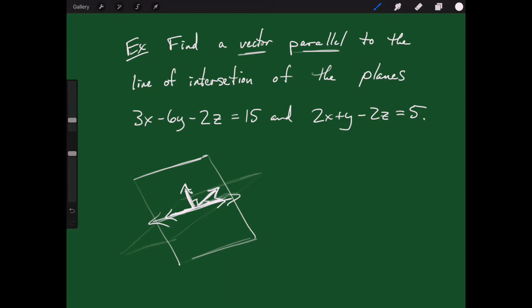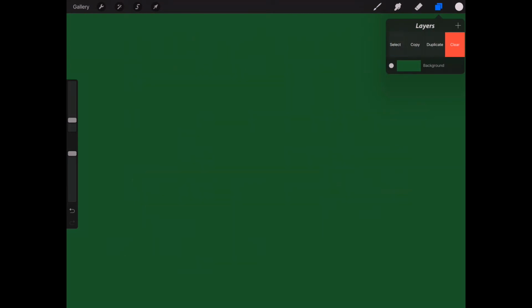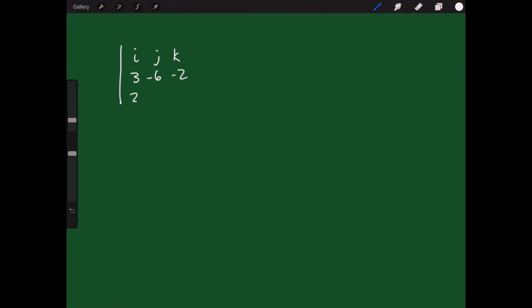What are the two normal vectors? Well, the first normal vector is just the vector 3, minus 6, minus 2. And the second normal vector is 2, 1, minus 2. If I cross those two vectors together, I'm going to get an answer to this problem. Okay. So let's cross those two vectors together. So I want to take the determinant of i, j, k, 3, minus 6, minus 2, and 2, 1, minus 2.